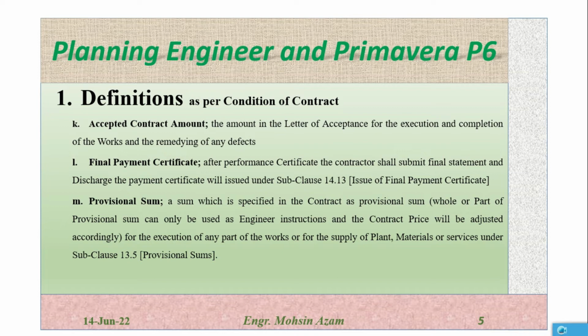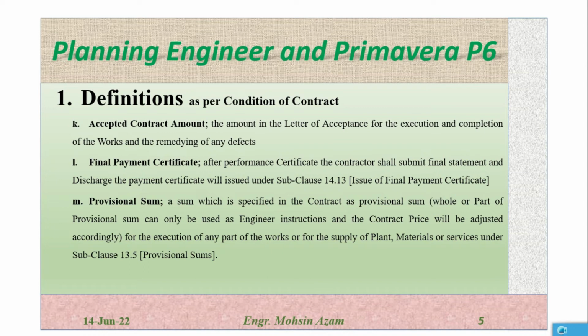Final payment certificate, after performance certificate. Performance certificate is issued after the defect liability period, when we request the client to give us the performance certificate. After performance certificate, the contractor shall submit the final statement. Final statement will consist of all the interim payments. As we all know, in any project after the commencement, the contractor has to submit the interim payment. Interim payment is actually the monthly payment for the executed work.